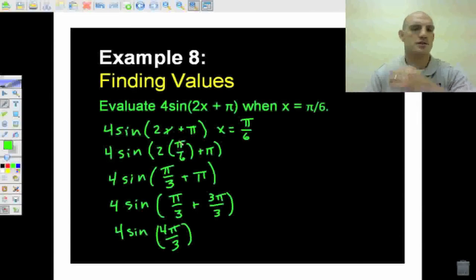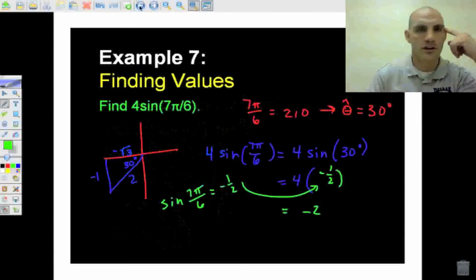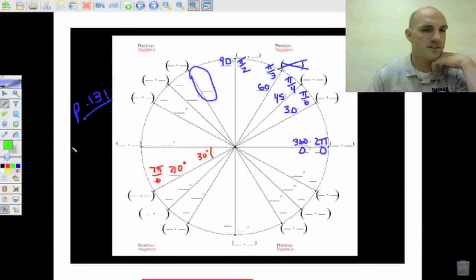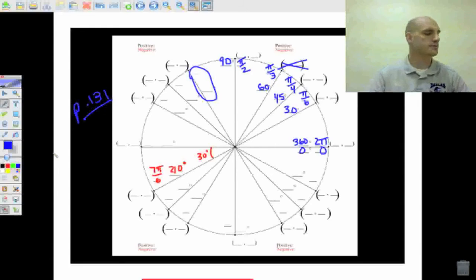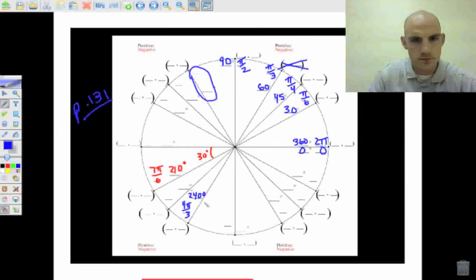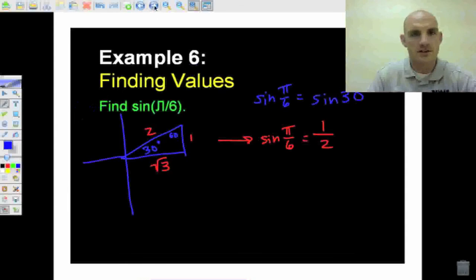I wonder if that's in my unit circle. Let's look. Well, it's certainly not in mine, but if you've been doing your homework and you went back and put in your values, you're going to find that 4 pi over 3 is down here. And if you do a little bit of math, you're going to find out that that's 240 degrees. Okay, 240 degrees. So our reference angle is going to be 60.